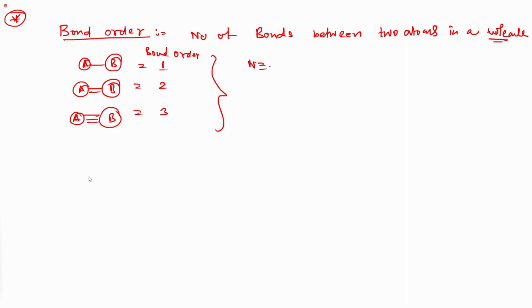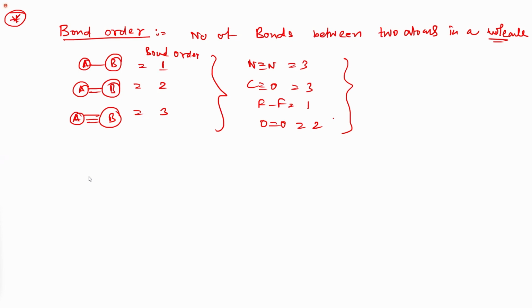Like N2, bond order is 3. Like carbon monoxide, bond order is 3. Like F2, bond order is 1. Oxygen, bond order is 2.